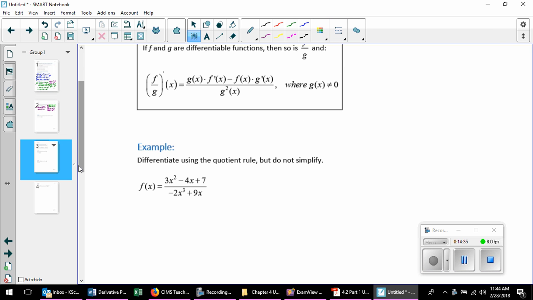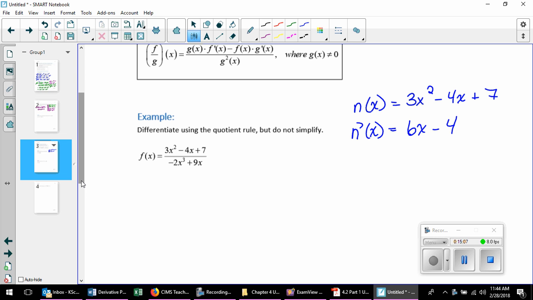Okay, so I'm going to call it n of x, because it's my numerator, which is 3x squared minus 4x plus 7. So my derivative of the numerator is going to be 6x minus 4. Okay. No, I said I'm going to say n of x for the numerator.